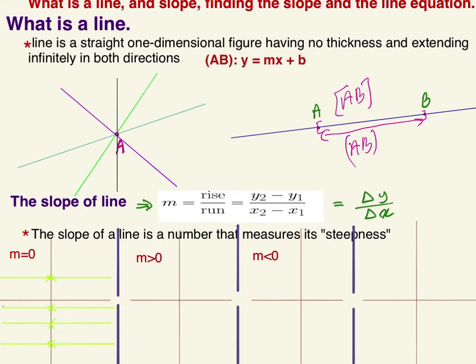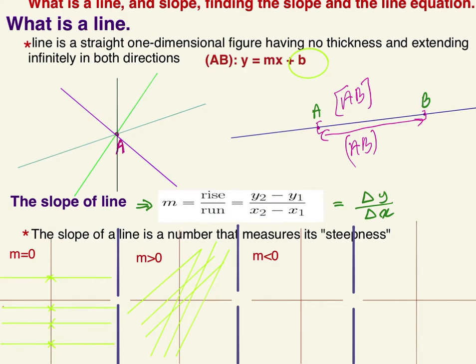Where m is a positive real number, we will have lines looking up, something like this. Another thing: parallel lines always have the same slope, and they just differ in the b that we talked about here. This is the difference they will have.